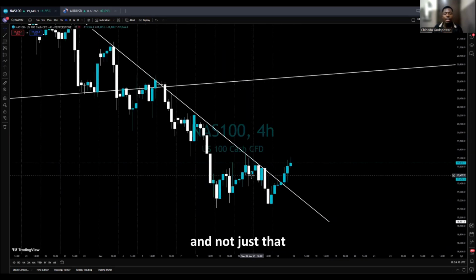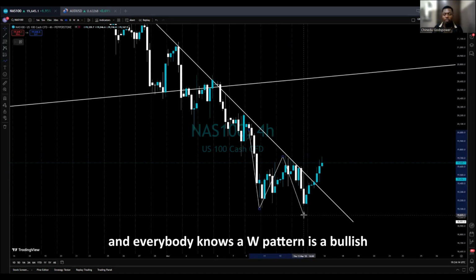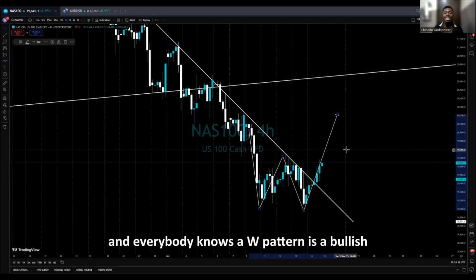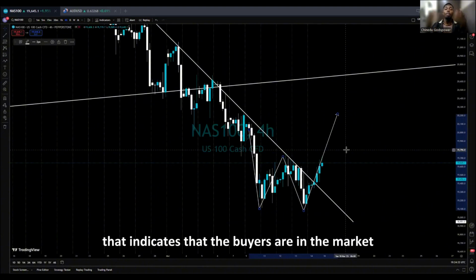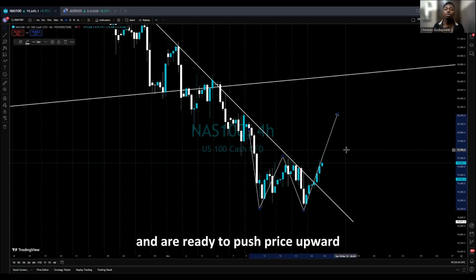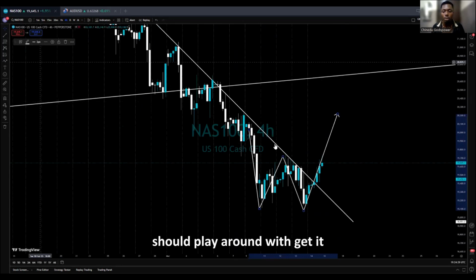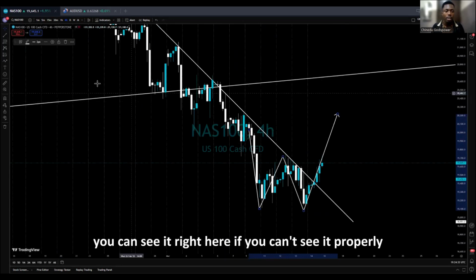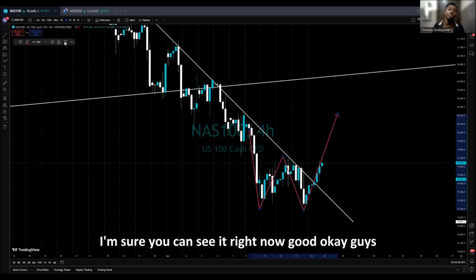And not just that, we can see a beautiful pattern being formed, a W pattern. And everybody knows a W pattern is a bullish momentum chart pattern that indicates that the buyers are in the market and are ready to push price upward. It is a very, very good chart pattern that nobody should play around with. Get it? You can see it right here. If you can't see it properly, I'm going to change the color to red right now. I'm sure you can see it right now.